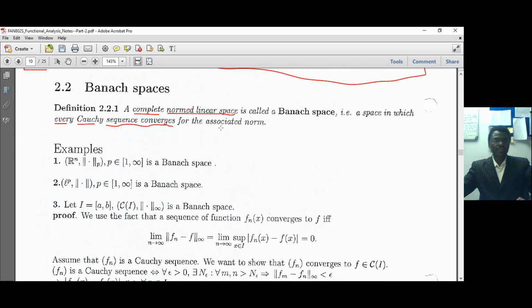That's all. Of course, converge with respect to the topology. Topology means with the norm, right? Because we saw that with the norm, we have a topology. Why do we have a topology? Because from the norm, I can define a ball.